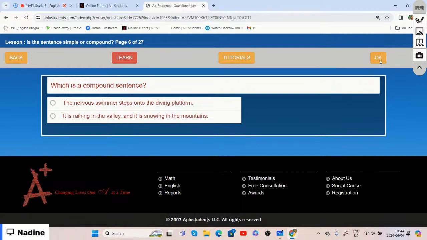All right, let's do the last one. It says, which is a compound sentence? Is it option 1, which is, the nervous swimmer steps onto the diving platform? Or option 2, which is, it is raining in the valley and it is snowing in the mountains? We need to say which one is the compound sentence.